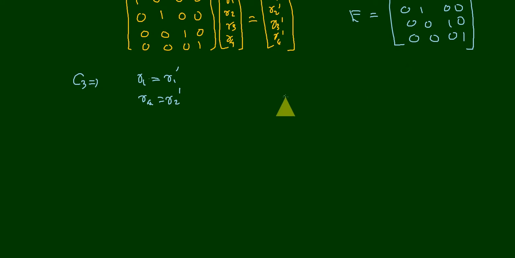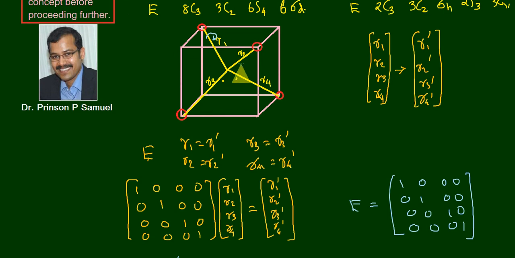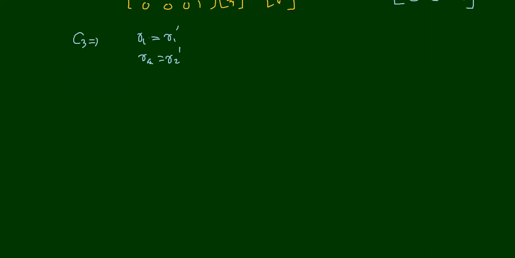And what happens to R3 in this rotation? R2 goes here, then R3 goes here, right? R3 becomes R2, so the new position of R3 is R2. Therefore, we can say R2 is equal to R3 dash. The new position of R3 is R3 dash, and that is R2. So R2 is equal to R3 dash.